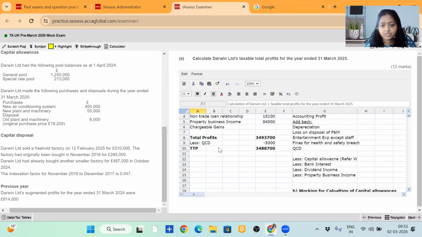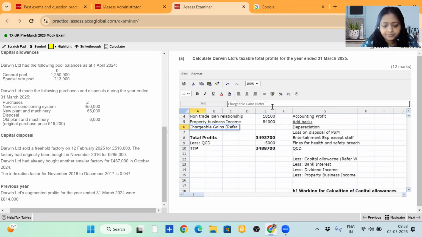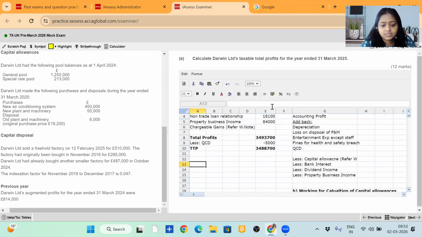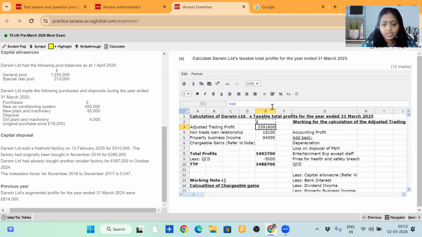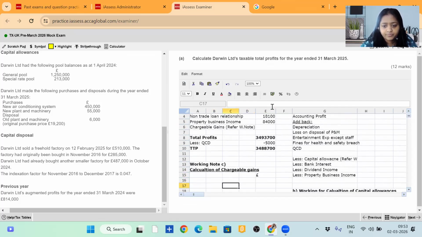Now we just need to do the working for chargeable gains. Again, I will write here 'refer working note'. Now I can do the working note here. So here I will write working note C, and that is calculation of chargeable gains. Remember, you have to give indexation allowance. Don't forget that because it's a corporation. No AEA, only indexation allowance.